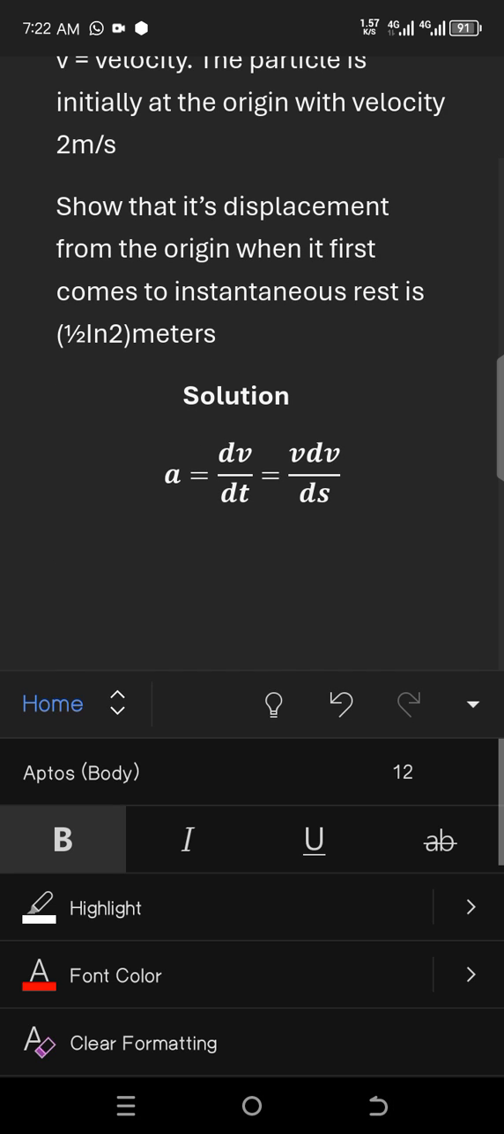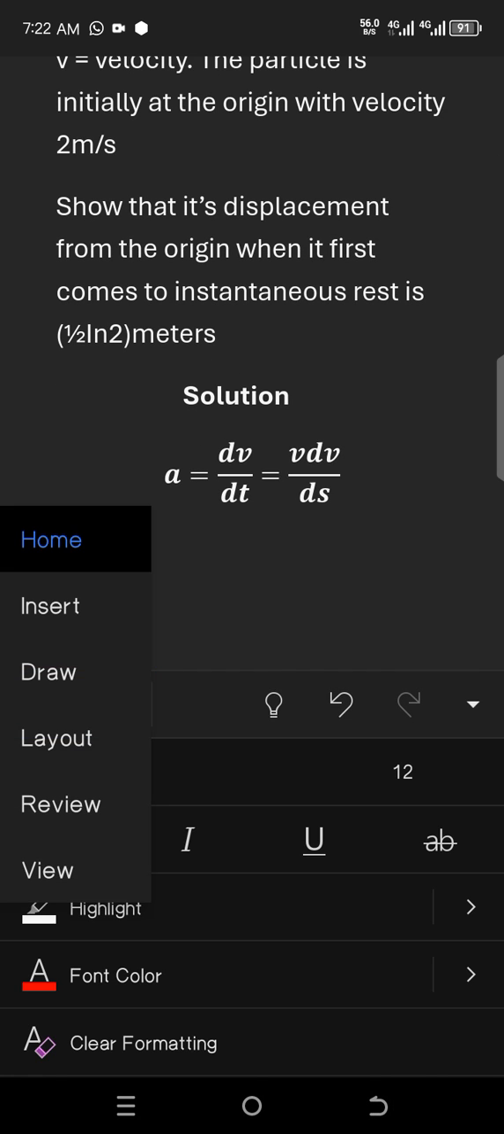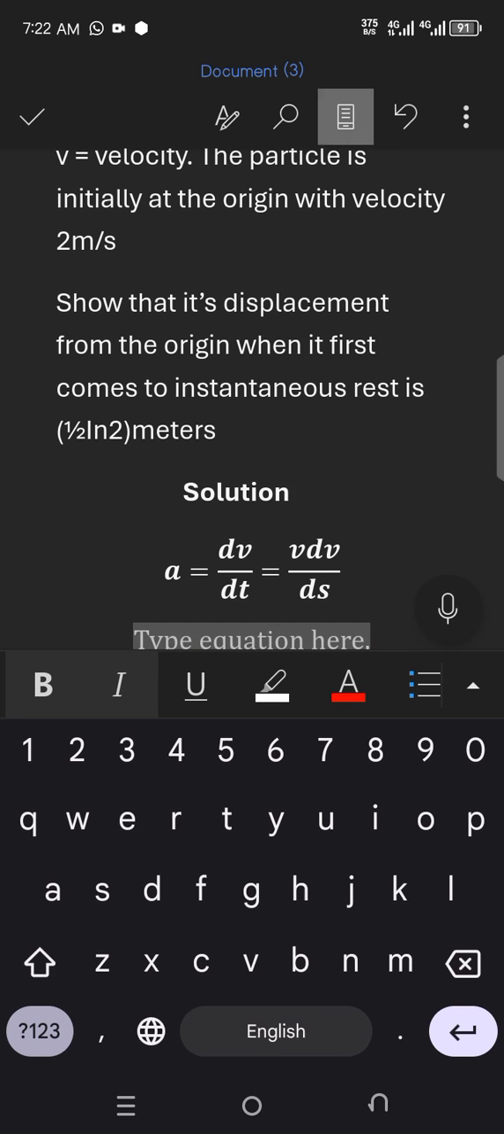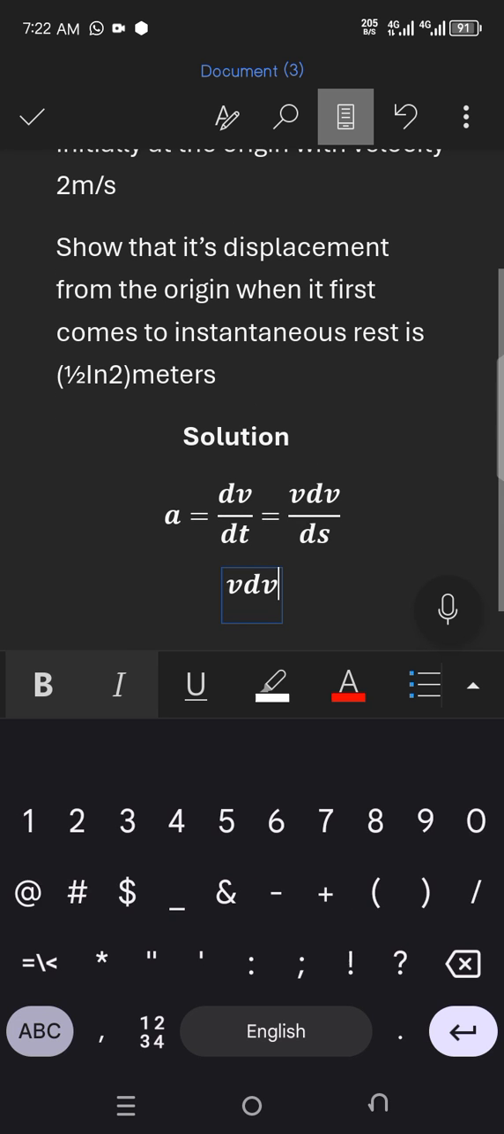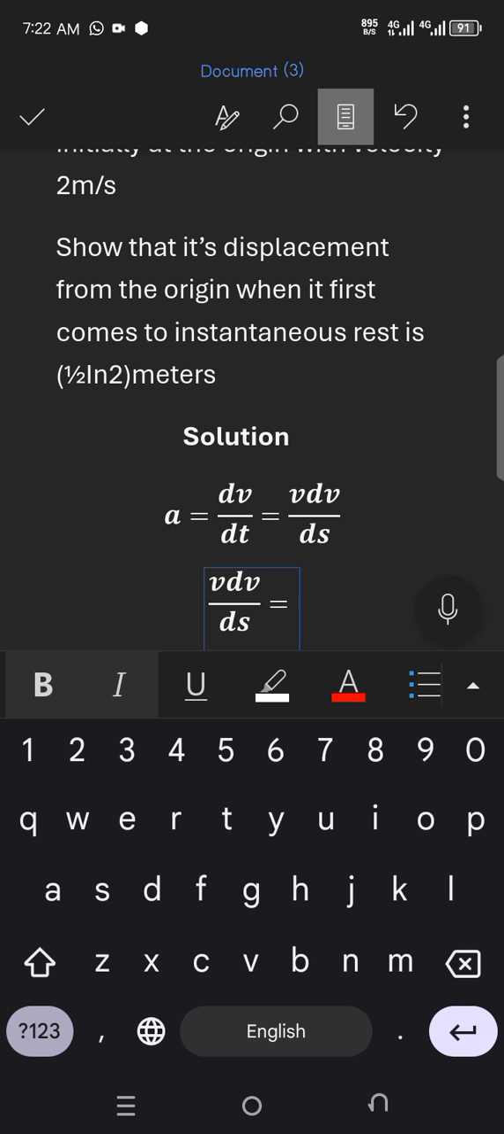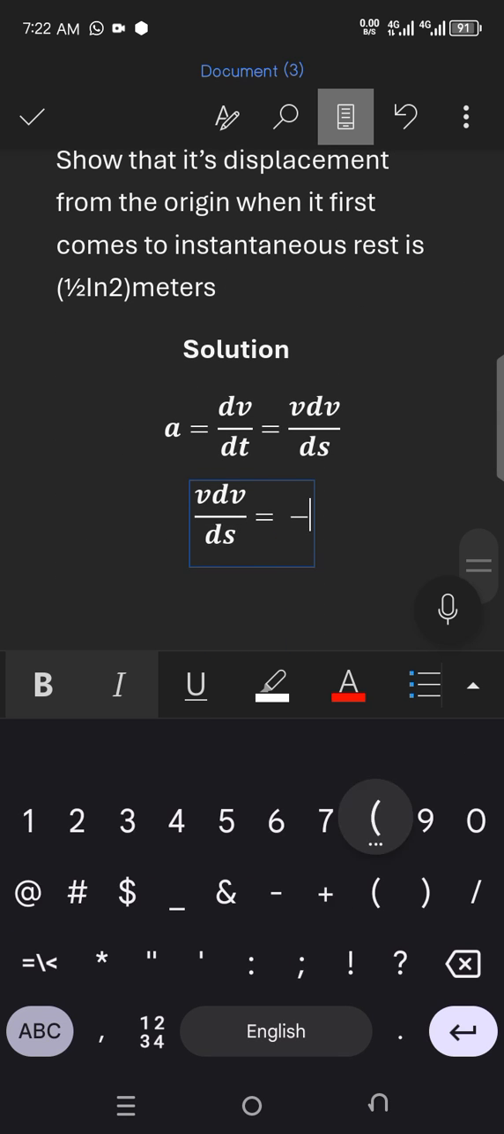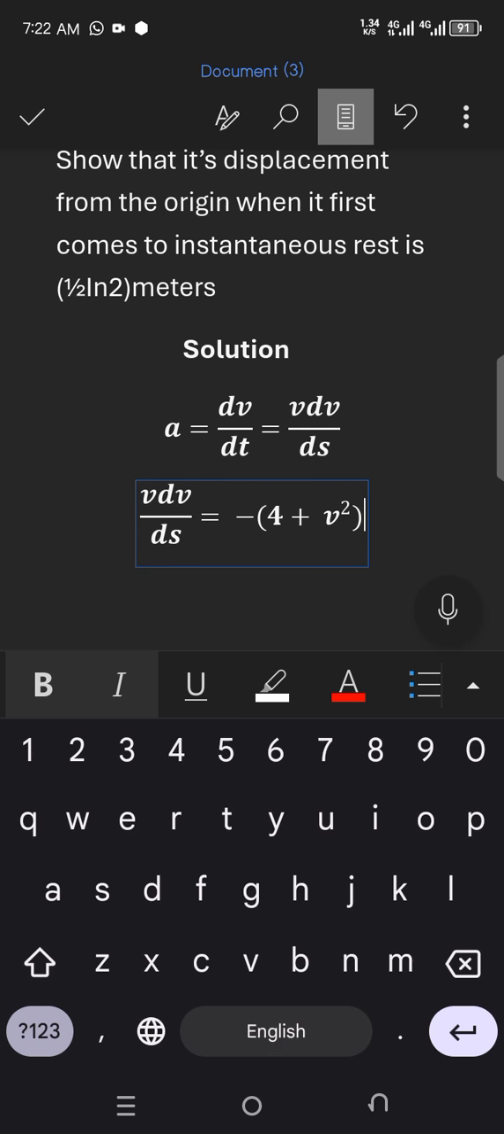So my acceleration, v dv by ds, will be equal to negative the retardation. So I'm going to put negative into 4 plus v squared. All right, that is what I have.